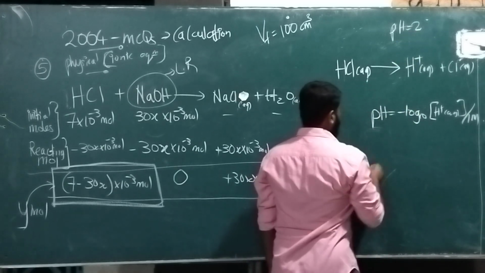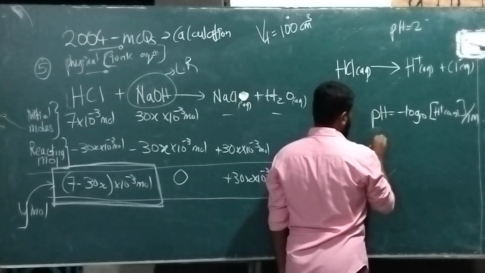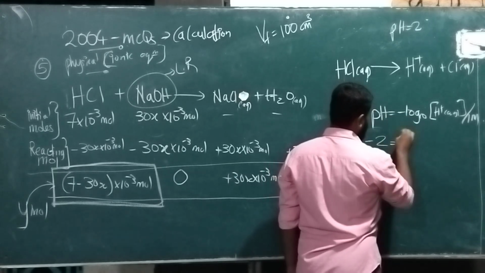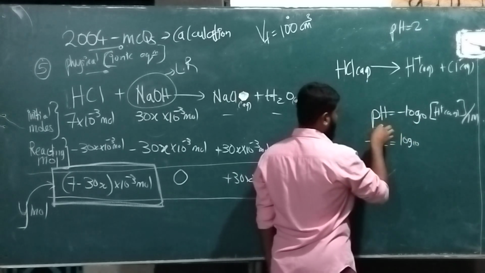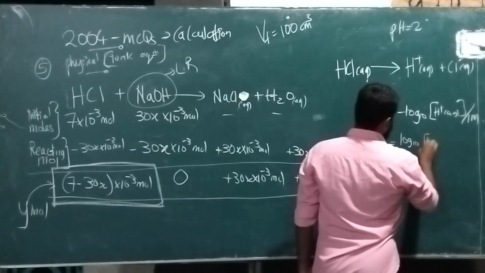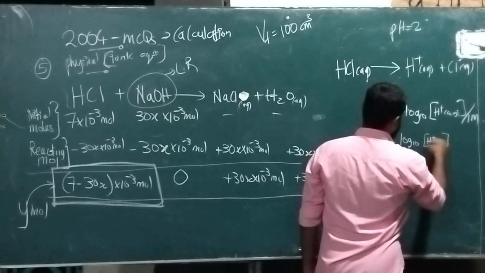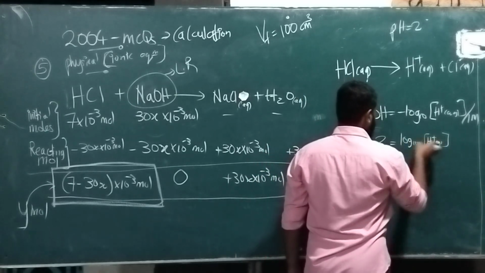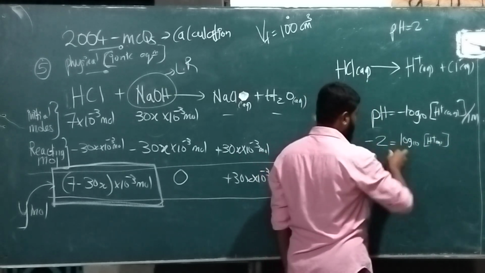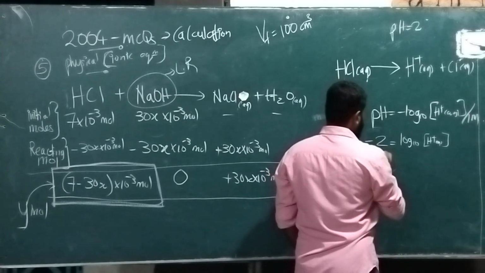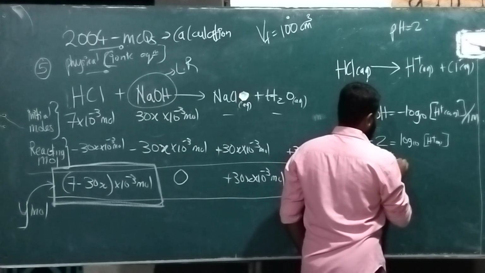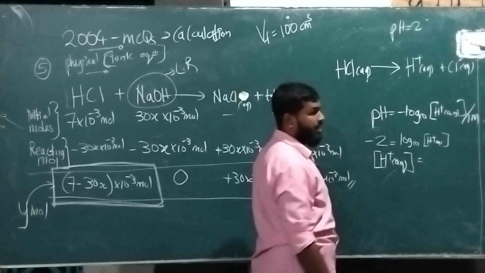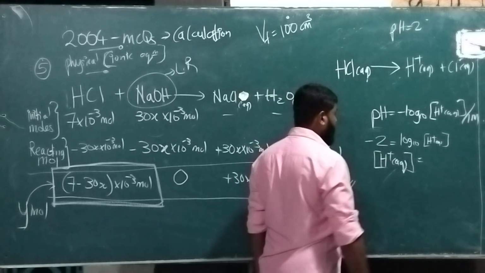Understood? So if pH is 2, according to your maths knowledge, if you bring this minus here, you will get minus 2 equals log 10 of H plus aqueous, with 1 mole here. Now you can write this in terms of minus 2 here. So what will you get? H plus aqueous. You have to know this. Without this part, you can't do the physical ionic equilibrium part. This is a general idea.